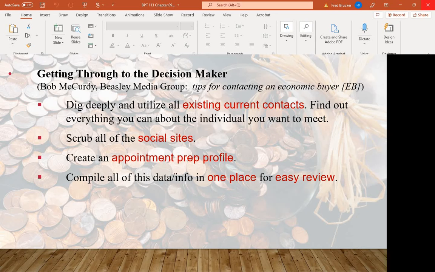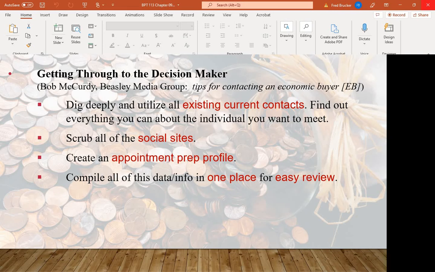Find out everything you can about the individual that you want to meet. So, do some snooping. Do some creeping. Don't be creepy as you do it, but try to learn as much as you possibly can. Check out all of the social sites. Try to find if they have a Facebook profile or a LinkedIn profile, if they have other presence on the web.